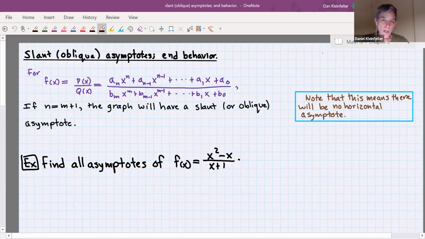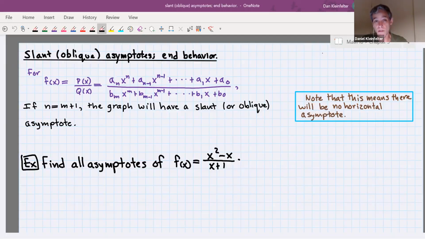All right, so there's one more new topic for this section, and that's the idea of what's called a slant or oblique asymptote. We saw that when you're looking for horizontal asymptotes, you look at the degree of the numerator versus the degree of the denominator. And we saw that when the degree of the numerator was higher than that of the denominator, there wasn't going to be a horizontal asymptote. In the special case that the numerator is degree 1 higher than that of the denominator, you get an asymptote that is not horizontal, but is slanted. And that's what this part is about.